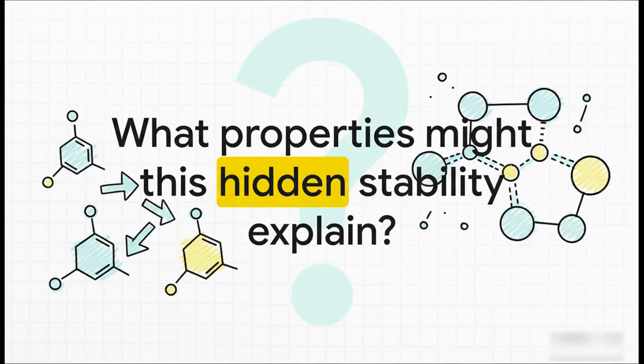And that leaves us with one final thought to chew on. This extra stability you get from resonance isn't just a neat trick, it's a fundamental property of matter. So now that you see it, start thinking, what else could this explain? How might this hidden stability affect how a molecule reacts, what its shape is, or even how acidic it is?